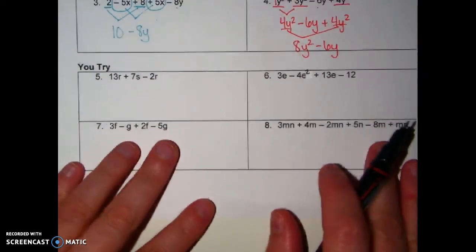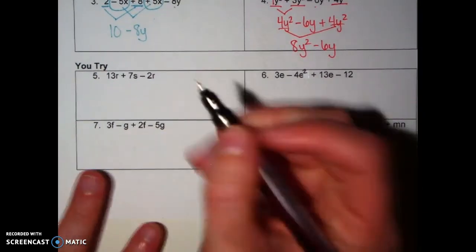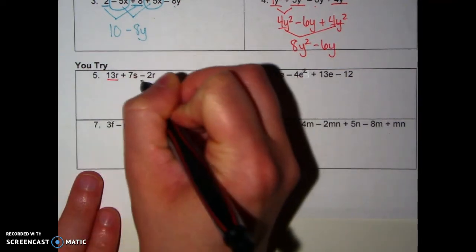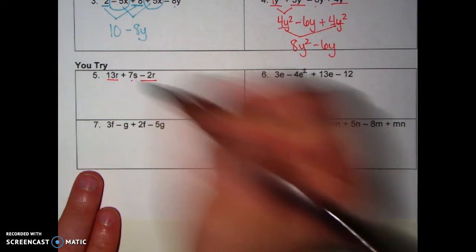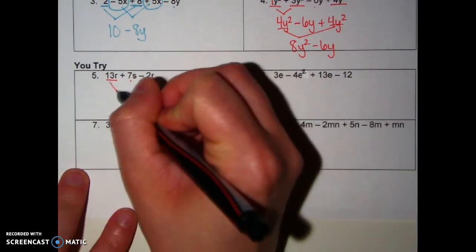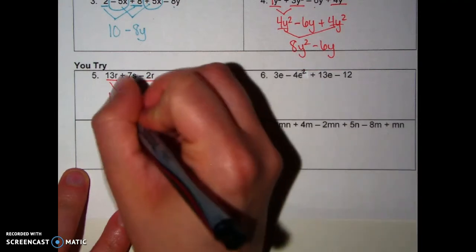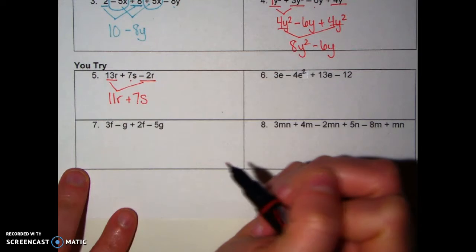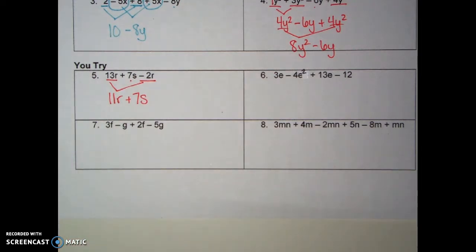Okay, let's check your answers and see if you did okay. For number 5, I have an R and an R there. That S does not have anything to match up with it, so it's going to come straight down. 13 minus 2 is 11, R plus 7S. And that is it. It does not combine to be 18RS or anything like that.